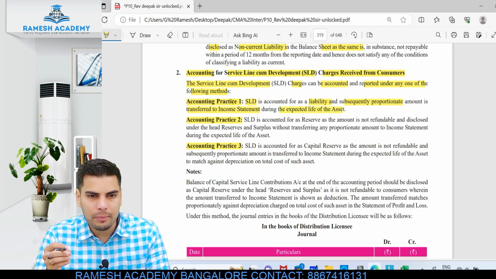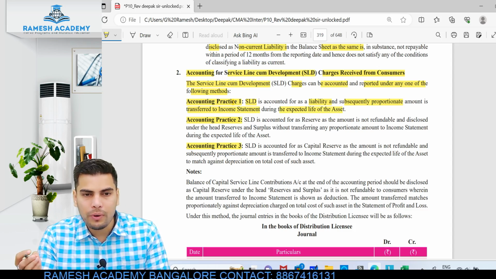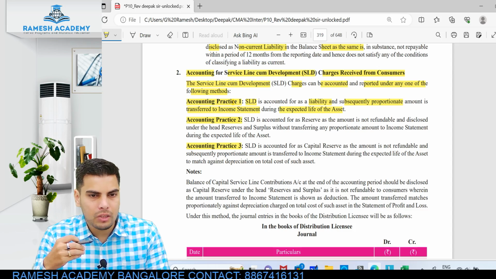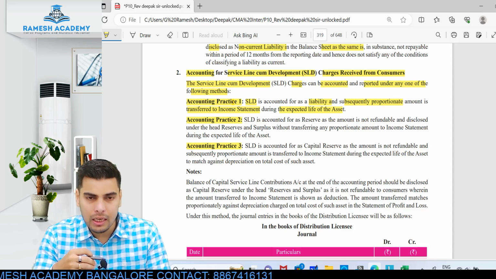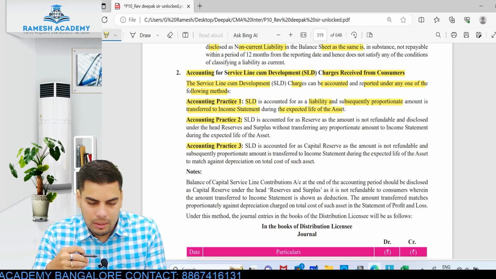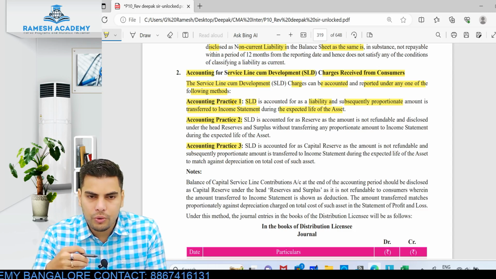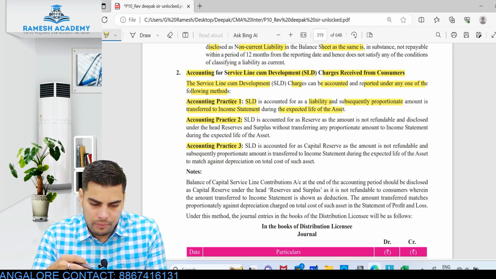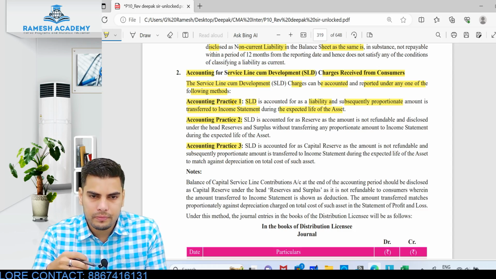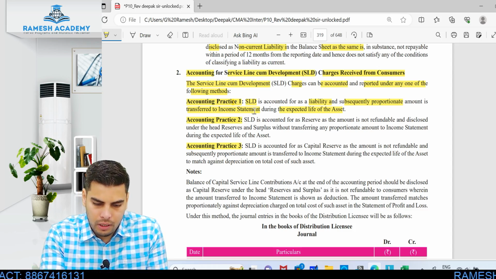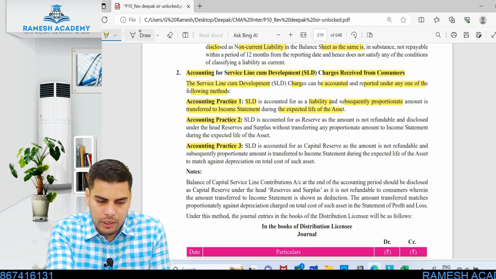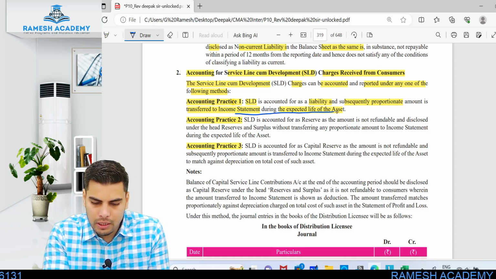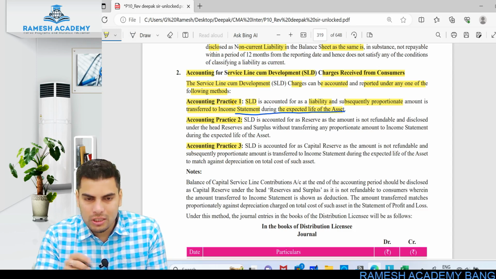Initially I am treating it as a liability. Whatever the total amount I receive from the consumer, I will treat it as a liability. Subsequently, some amount will be transferred to my P&L account. Clear? Hope you understood this. Subsequently, it is transferred to the income statement over the expected life of the asset. Let's talk about the second approach.